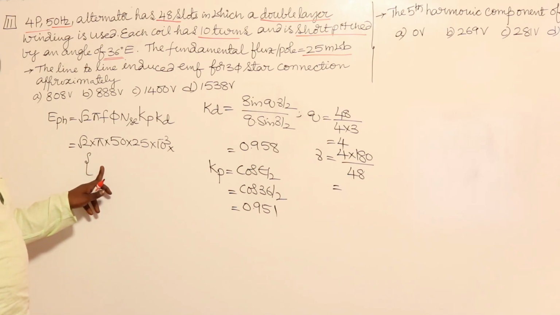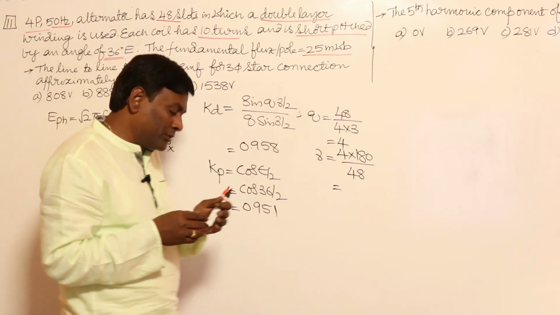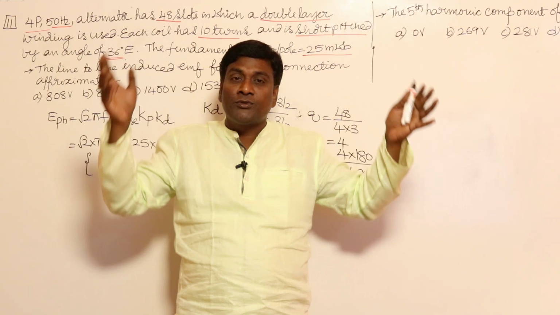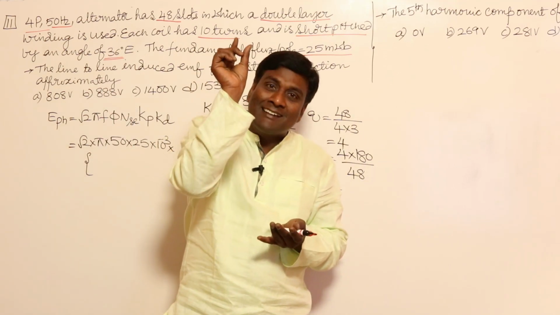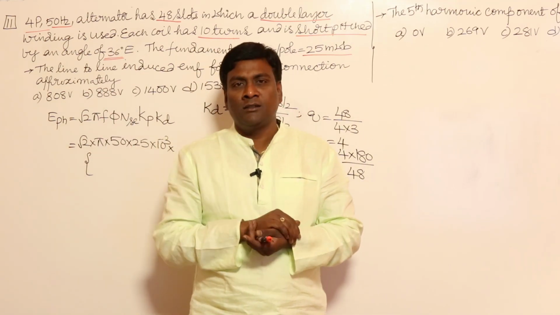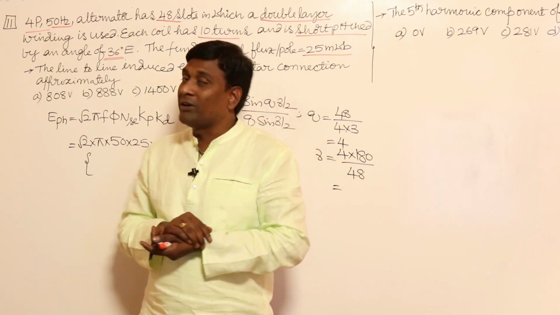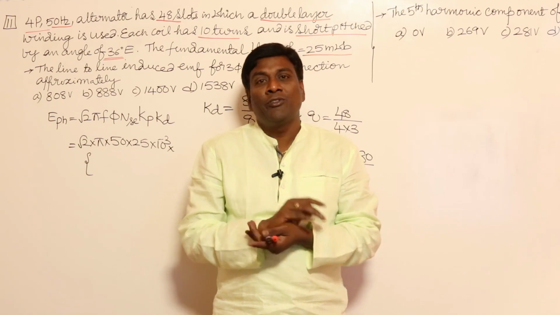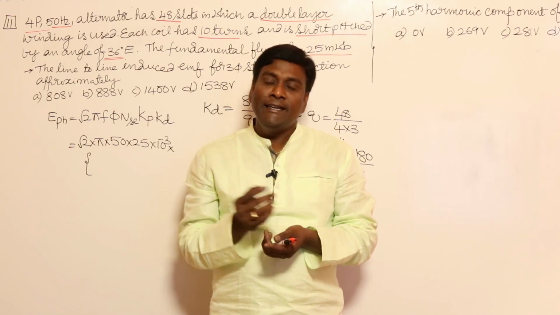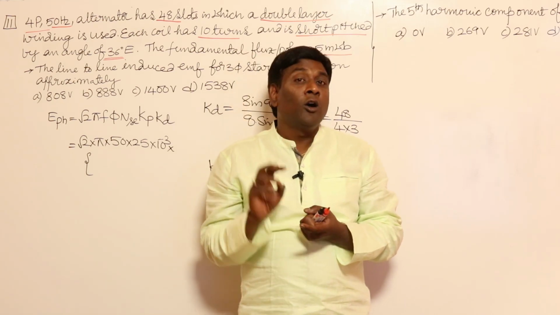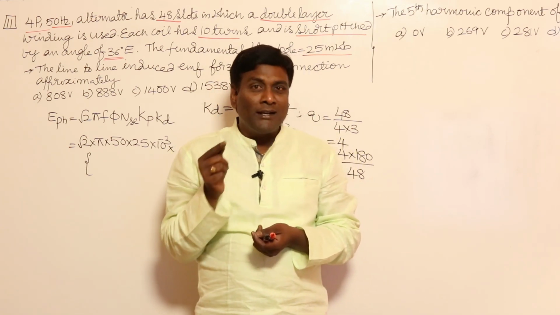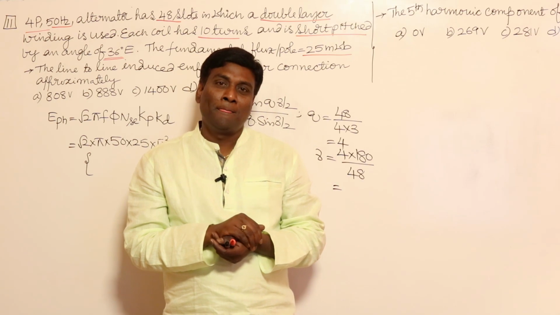How many slots are there? Previously also I explained: total number of slots multiplied by conductors in each slot will give you the total conductors. How many slots are there? 48 slots are there. So in my stator, slots are going to be 48. In each slot, how many layers are there? 2. In each layer, how many conductors are there? 10.